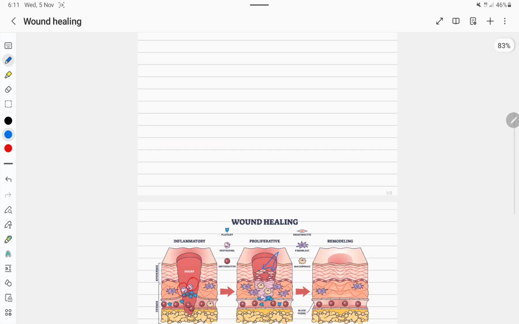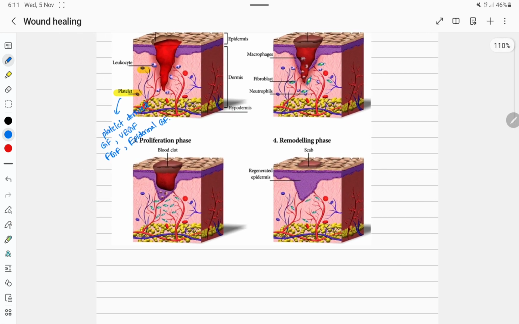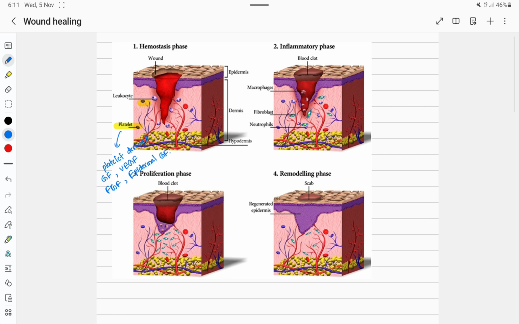So those are the 4 phases of wound healing: hemostasis phase, inflammatory phase, proliferation phase, and remodeling phase. The hemostasis phase lasts for about 24 hours, and the inflammatory phase lasts for about 1 to 3 days. Then from around the third day, the proliferative phase starts and lasts for about 2 to 4 weeks, and then the remodeling phase starts at 2 to 3 weeks after the injury and lasts for about 1 year or more.